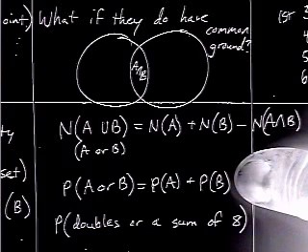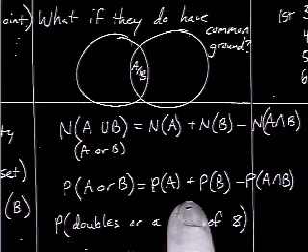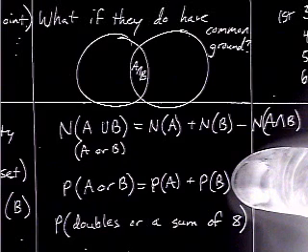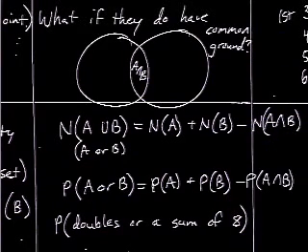Oh, look, it's the same formula from the last situation. So this formula right here is a more generic formula for different probability situations. This one is a specific formula only for mutually exclusive events.